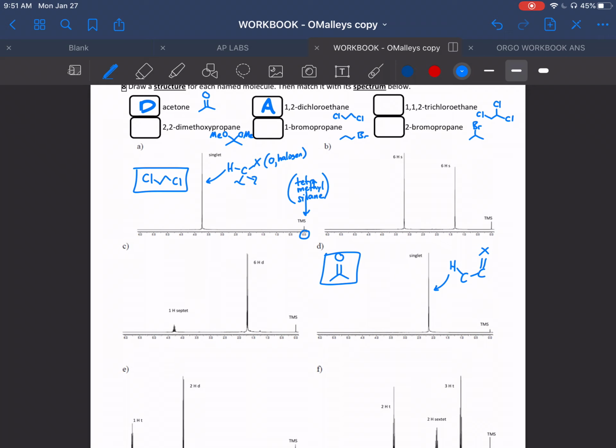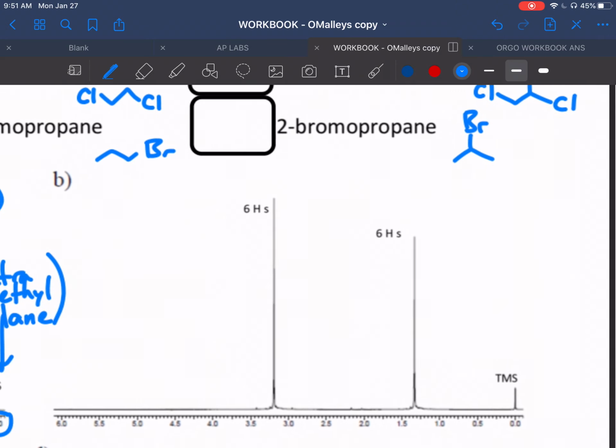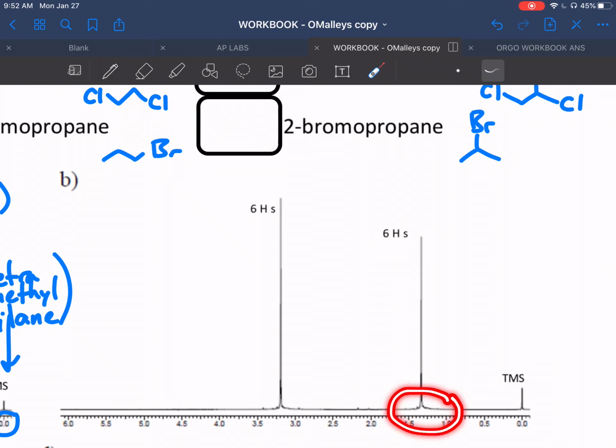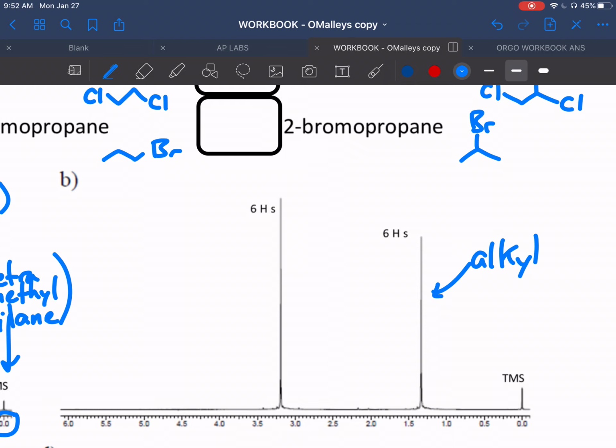Okay, if you've done that, let's just go through them one at a time. Spectrum B has 2 signals. The integration is a 1-to-1, or they've actually upped it to 6-to-6, and they're both singlets, so no neighbors. So we need a compound that only has 2 types of hydrogens, one fairly electron rich down in the alkane region, and another one up in the next to an oxygen or halogen region. So we could even label those as alkyl hydrogens, whereas this would be H's next to some electronegative atom like a halogen or an oxygen.